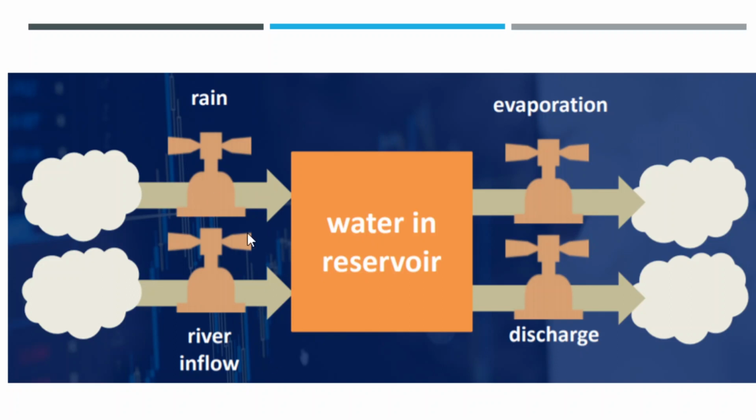So minsan iniisip lang natin kasi sa ulan lang, pero we don't know na yung mga rivers, they are connected to the dam. Tapos syempre kapag tuyo din yung river, they cannot supply or they cannot flow in the dam. Pero kung overflowing naman ang water sa river, so they can supply for the dam. So, again, kapag may rain at may river inflow, nadadagdagan ang supply ng tubig sa dam.